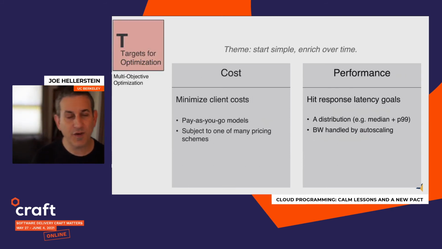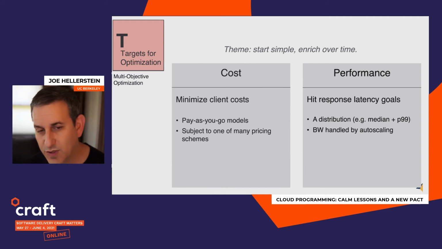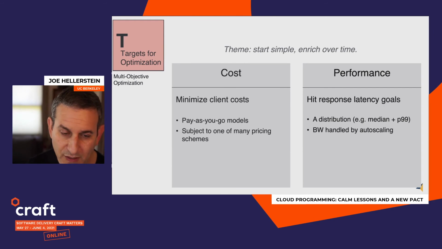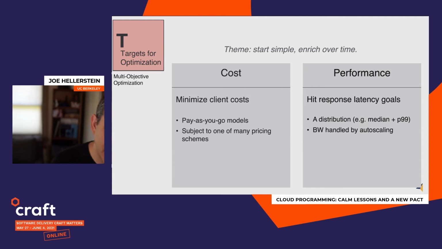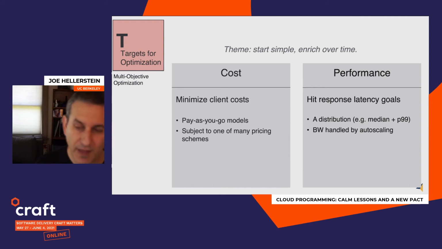And then finally, the targets for optimization. This is a classic challenge of the cloud that we've been working on as a community, which is to trade off cost and performance and to give people SLAs that we can optimize for. Our goal in this project to build a compiler for this whole PACT stack is to start this pretty simple. We can enrich it over time. But for cost, we're assuming we want to minimize client costs with pay-as-you-go, with maybe one or more pricing schemes we can imagine. And then performance, the basic challenge to start with we'll look at is hitting response latency goals. Some distribution of a median and a P99, and then figure that bandwidth can be handled by autoscaling.